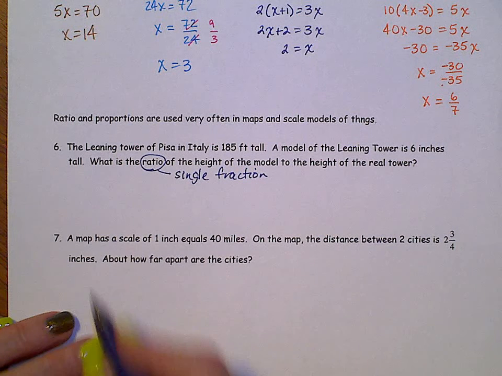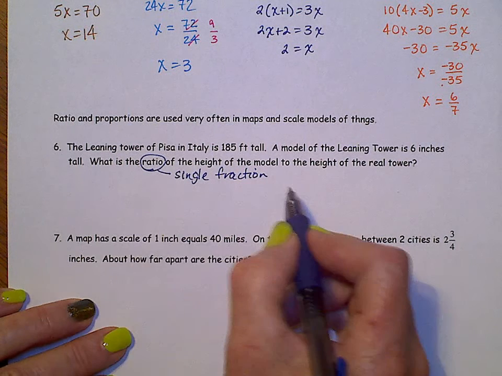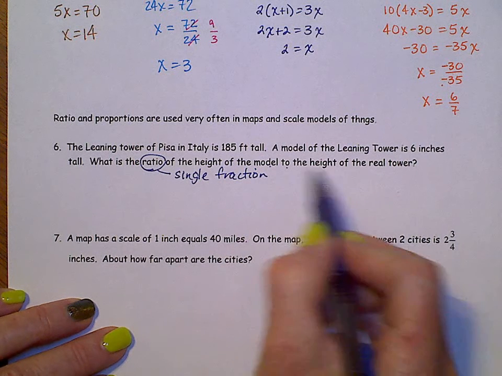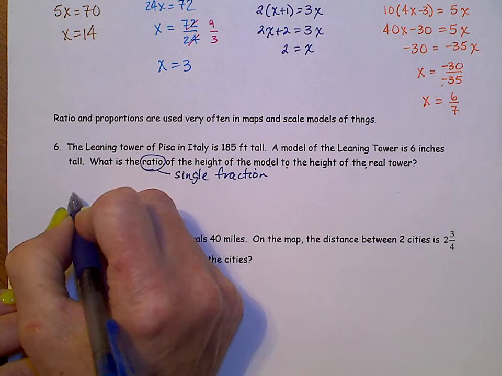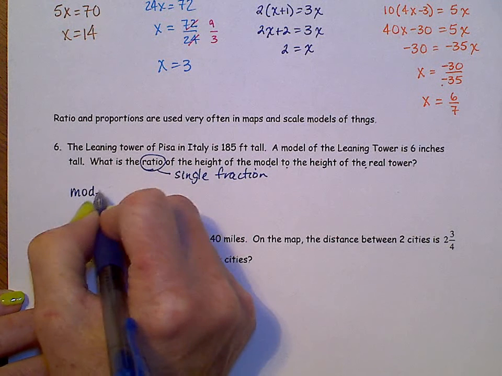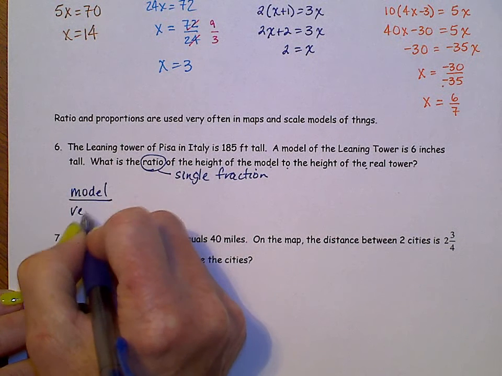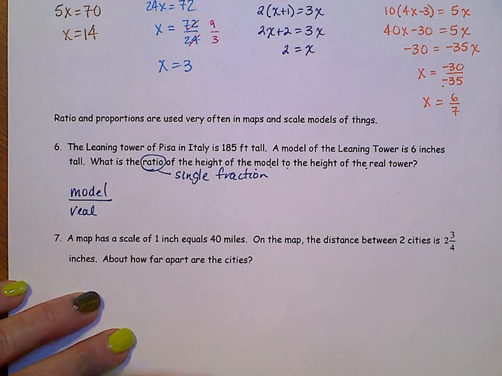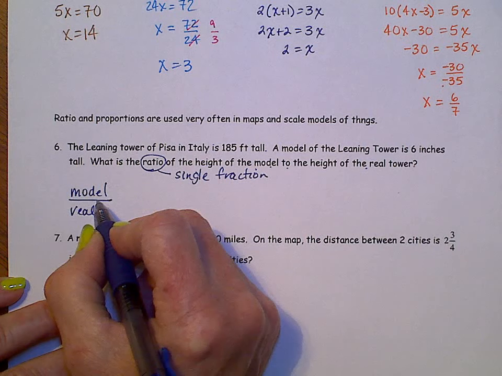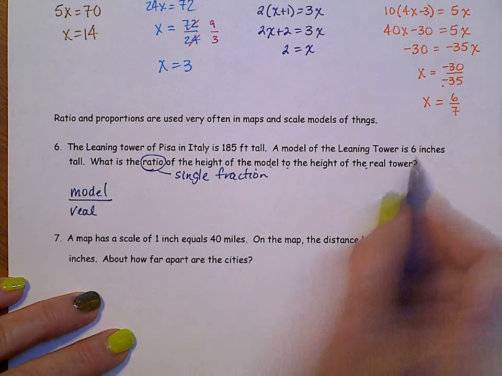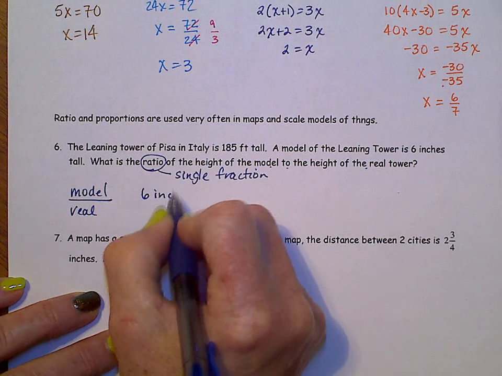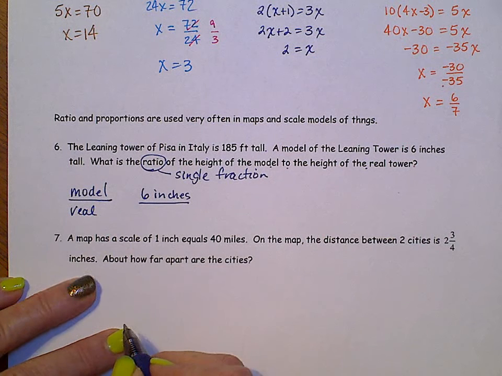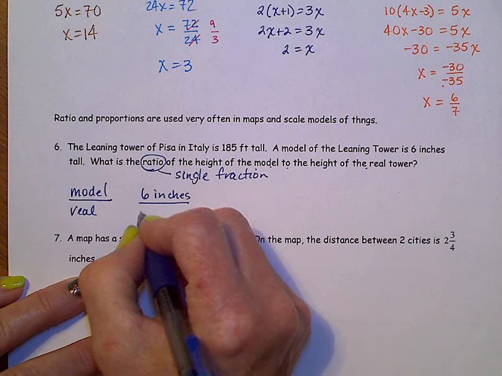And I always jot down what order I'm looking at this. I want the ratio of the model to the tower, or to the real thing. So I'm going to write this down as the model to the real thing. So I'm going to set up my numbers that way. And let's see, the model is 6 inches. And the real thing is 185 feet.